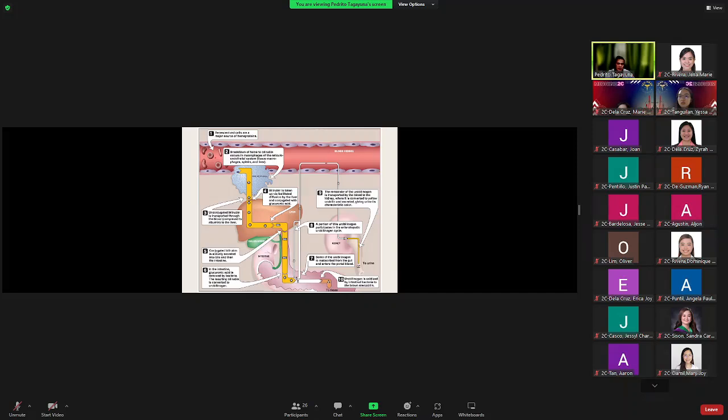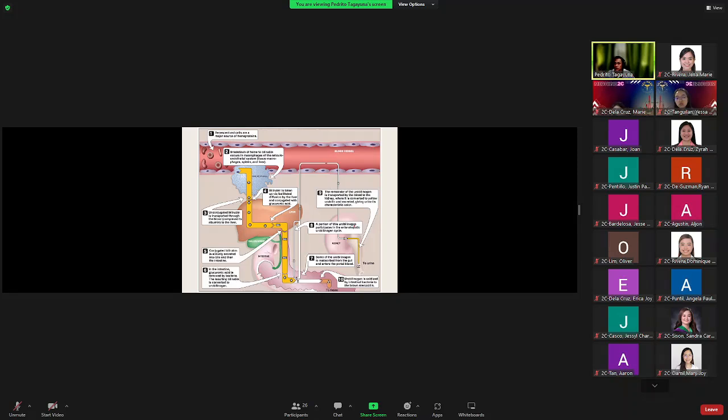Okay. This is the circulation. So this represents the circulation where the hemolysis can happen, where the heme is broken down. So heme is taken up by the macrophage in the reticuloendothelial system.